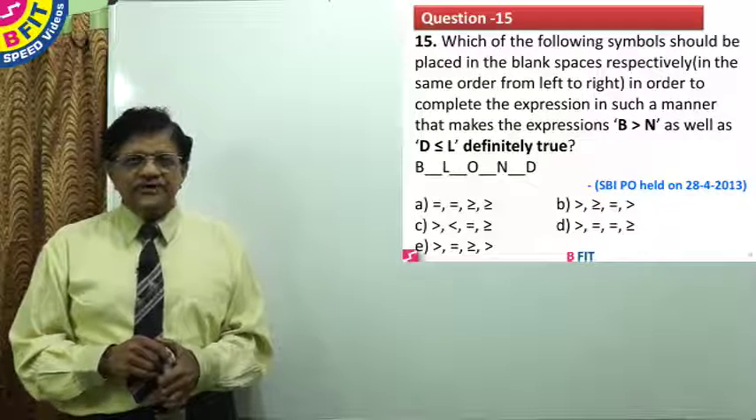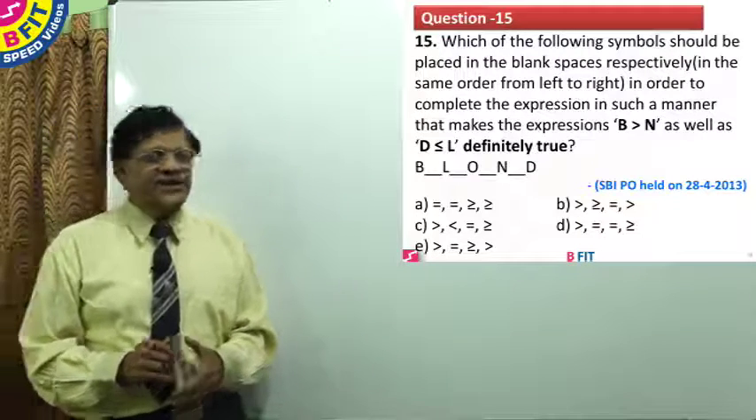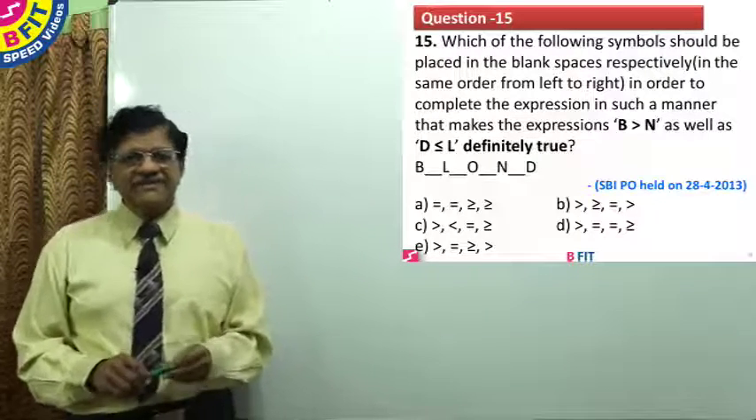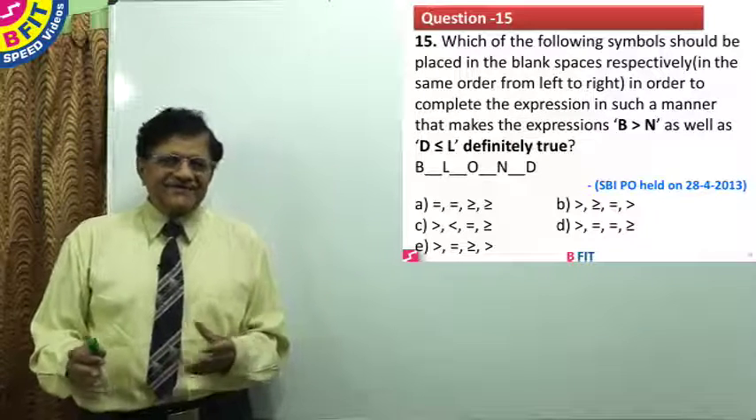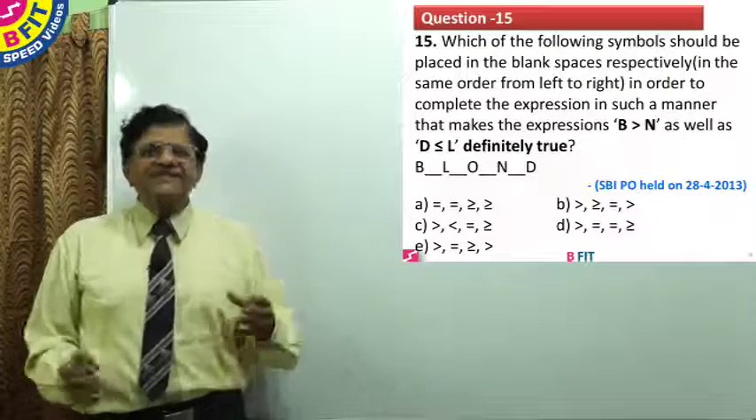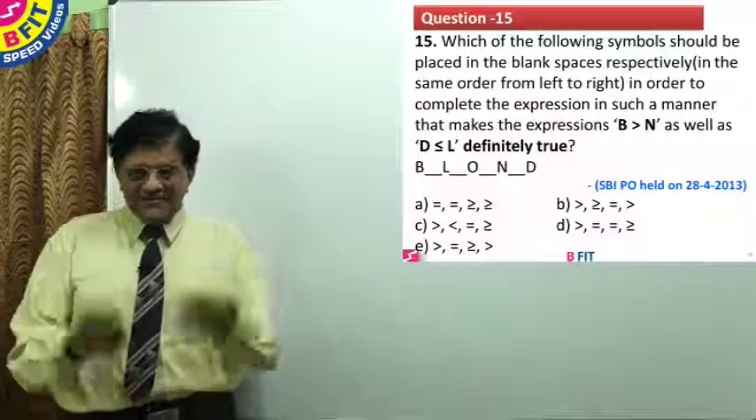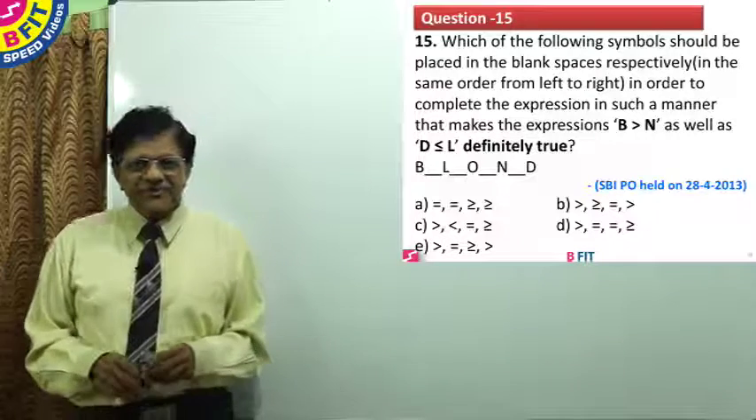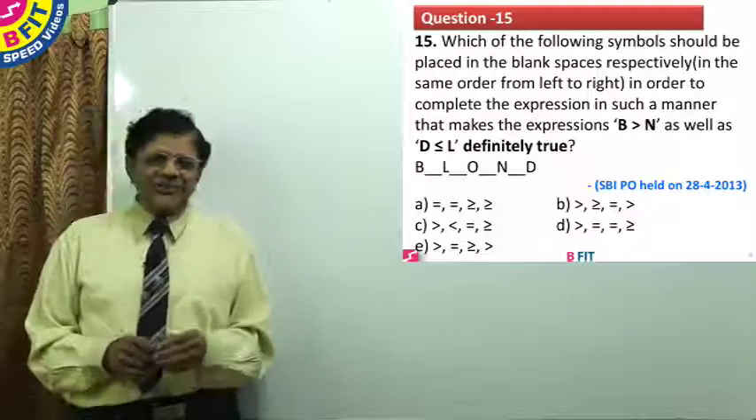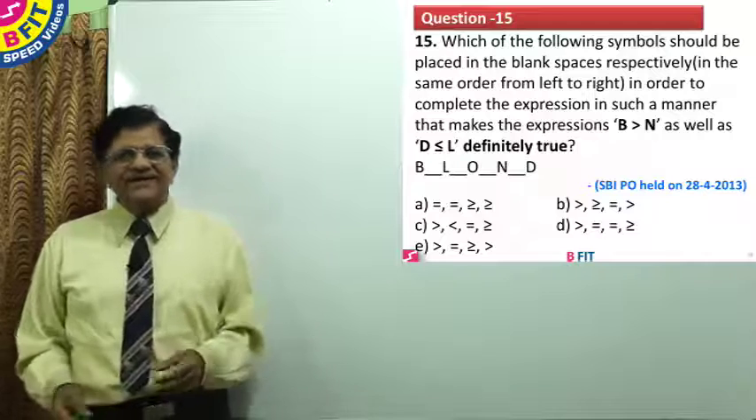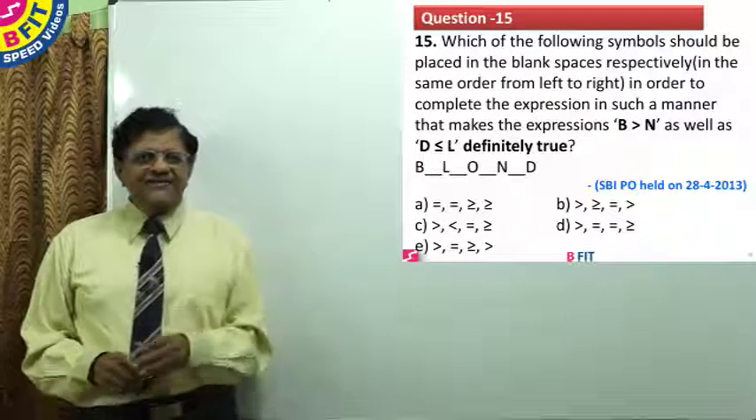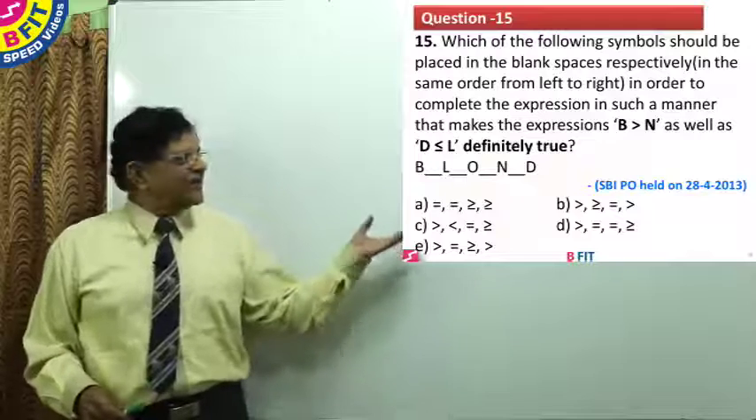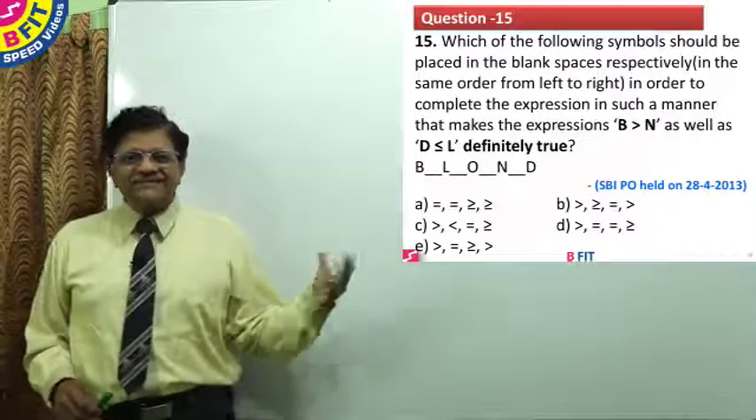Now, as you may know, the word blonde means a girl with yellow hair. And what is the opposite of a blonde? All of you must be knowing. If you don't know, just note it down. It is brunette. Brunette is a girl with thick black hair. A blonde is a girl with yellow hair. Here we have to fill up the symbols in such a manner.